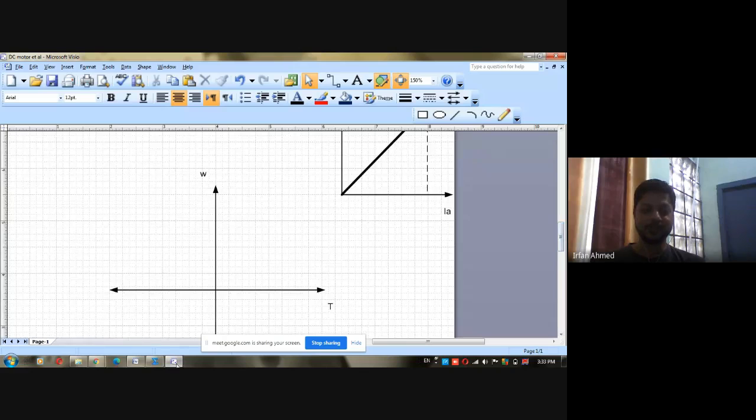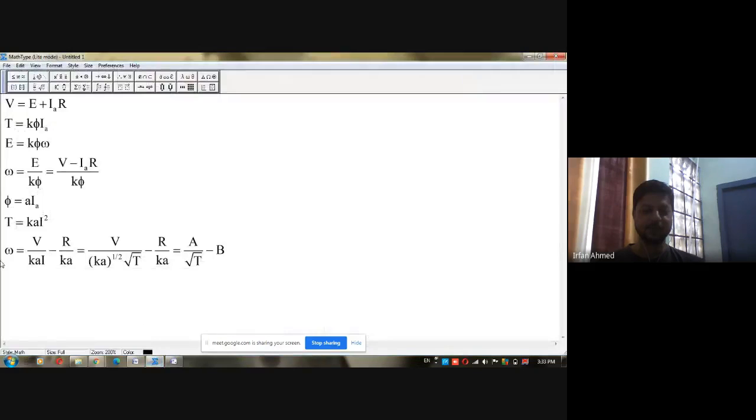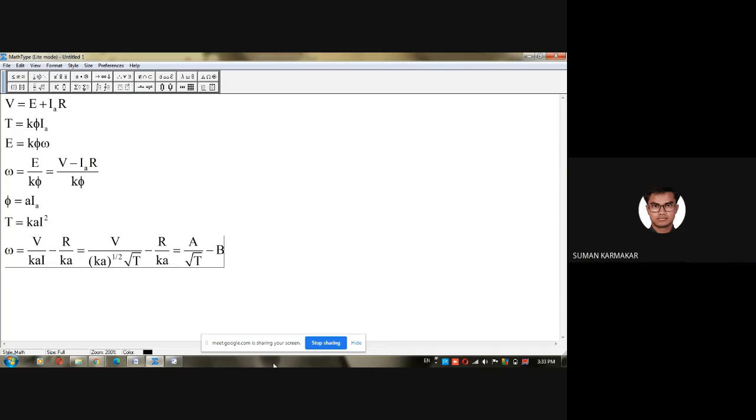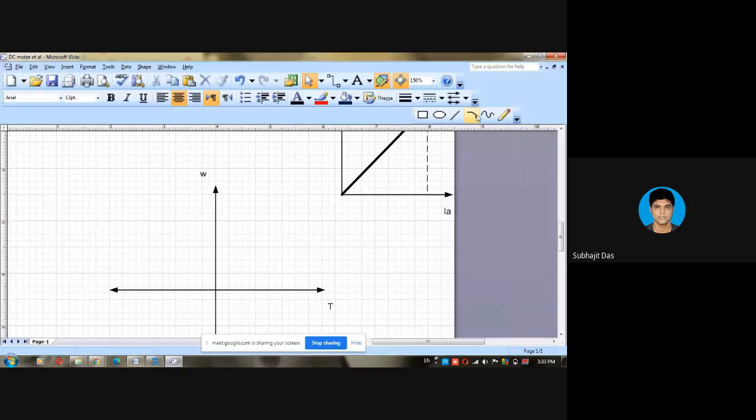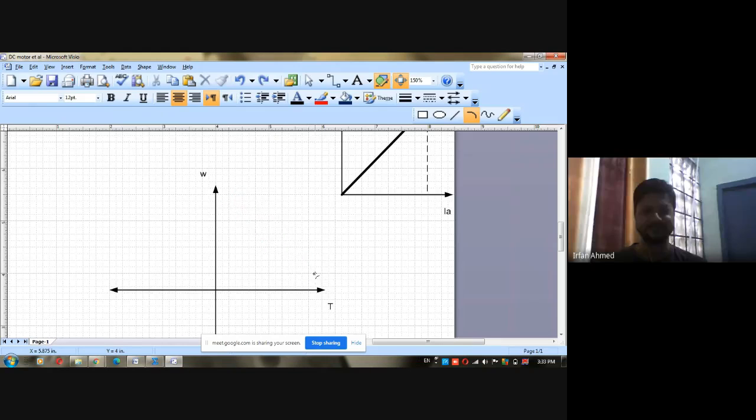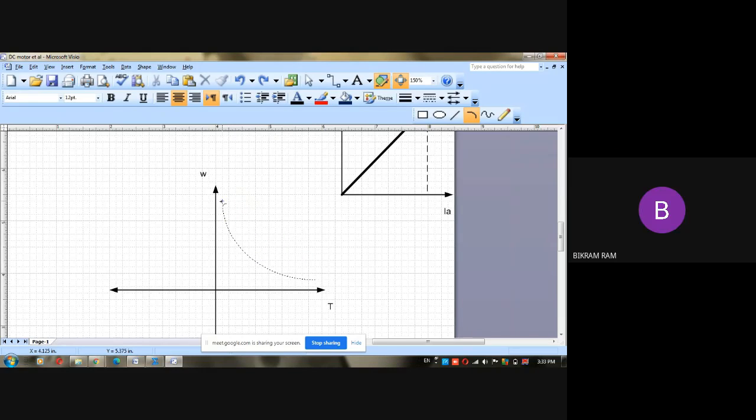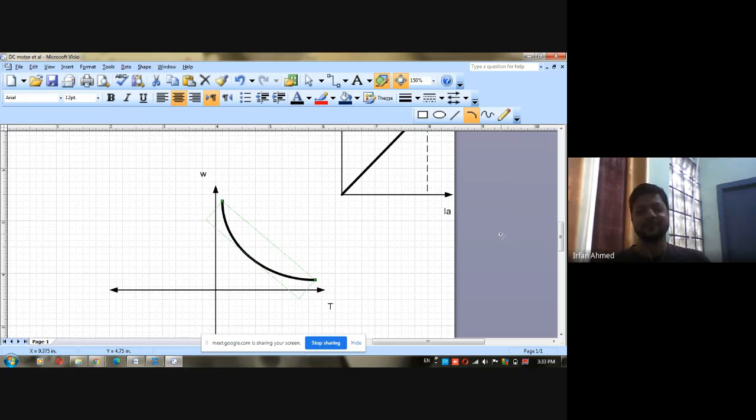Okay. So how will be the characteristic? Whose equation is this? Y is equal to a by root x minus b. Whose equation is this? Is it the equation of a straight line? Sir, hyperbola. Hyperbola, yes. It is not a straight line, sir. That means it is non-linearly decreasing. So the origin is shifted, sir. This is the equation.